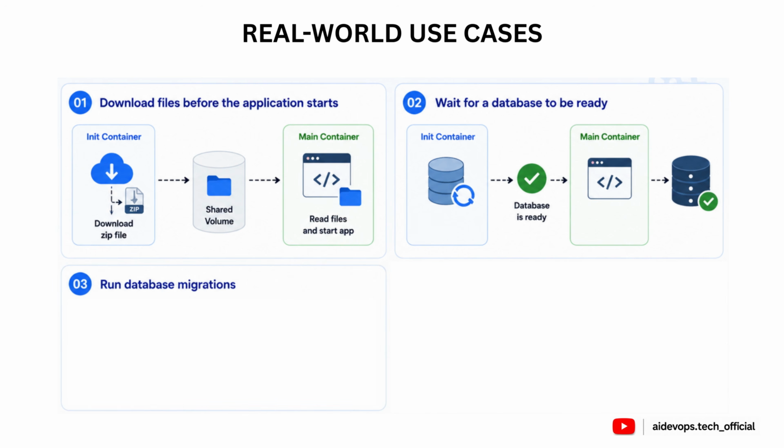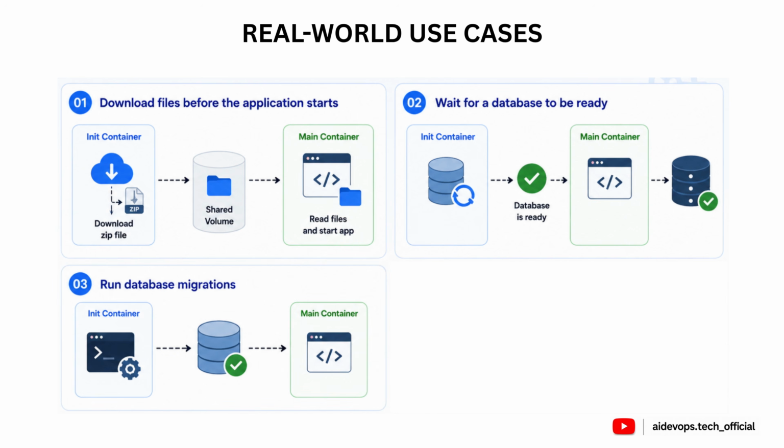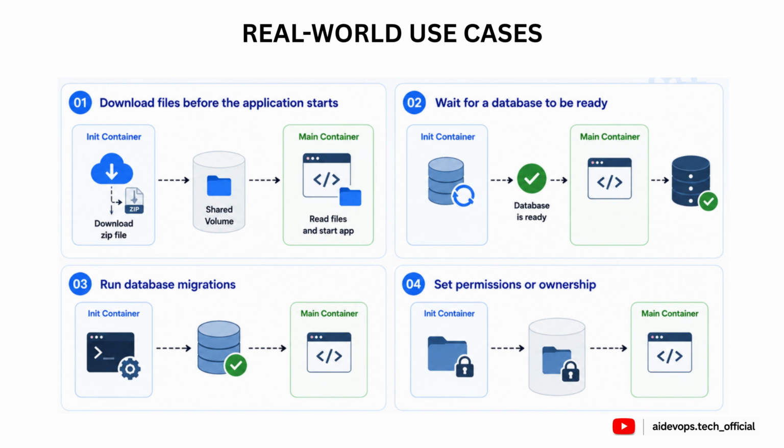Third, run the database migration. The init container runs the database migration script before the application starts. Fourth, set permission or ownership. The init container sets the correct file permissions on the shared volume before the main application uses it.